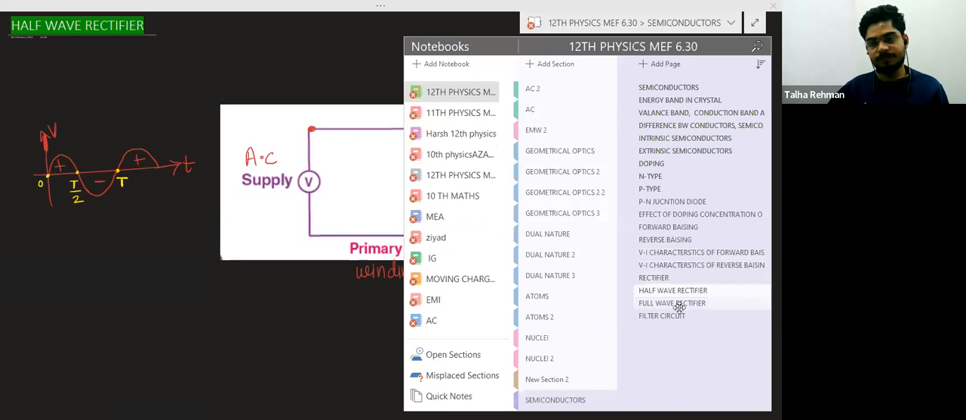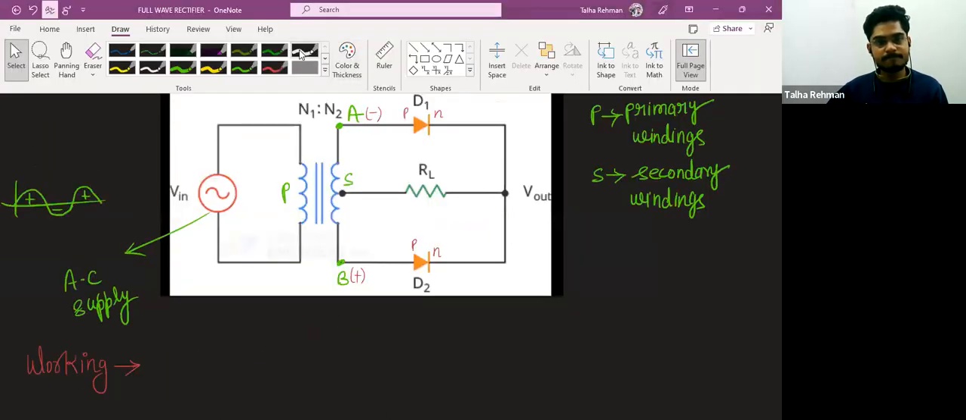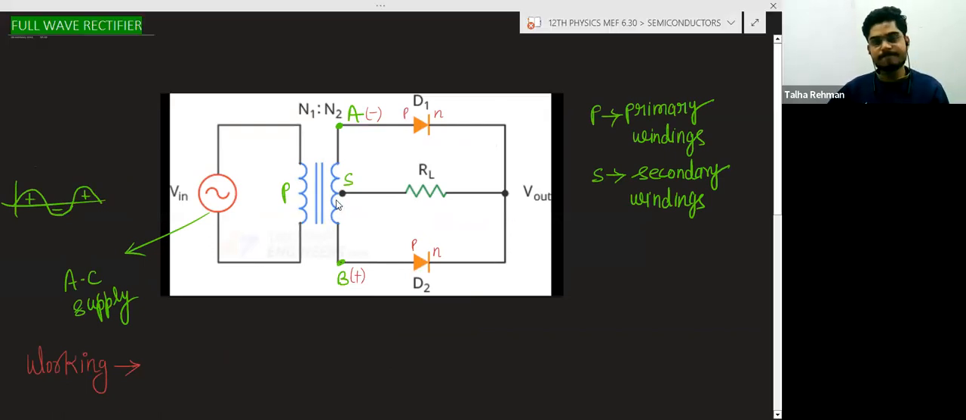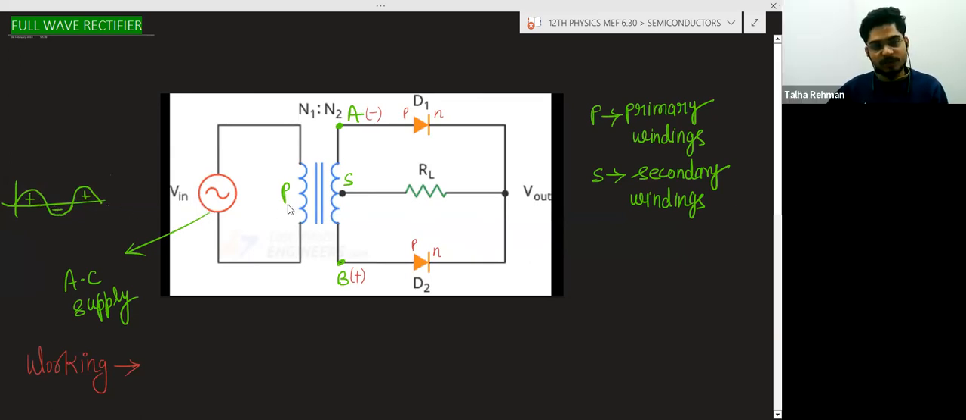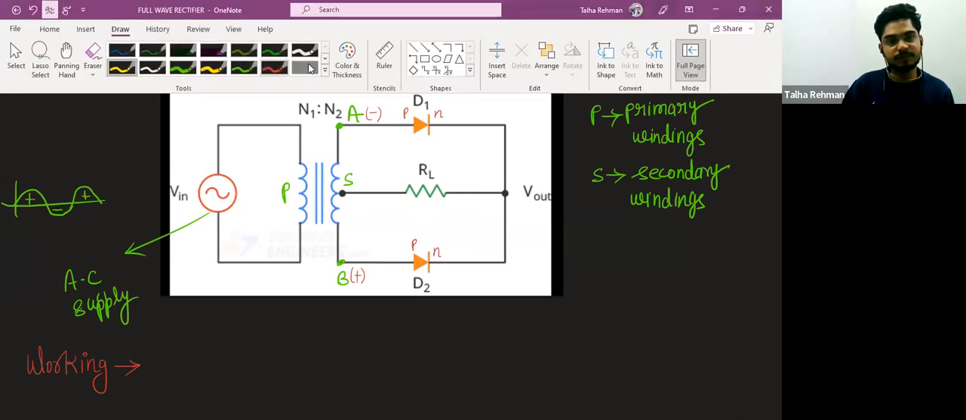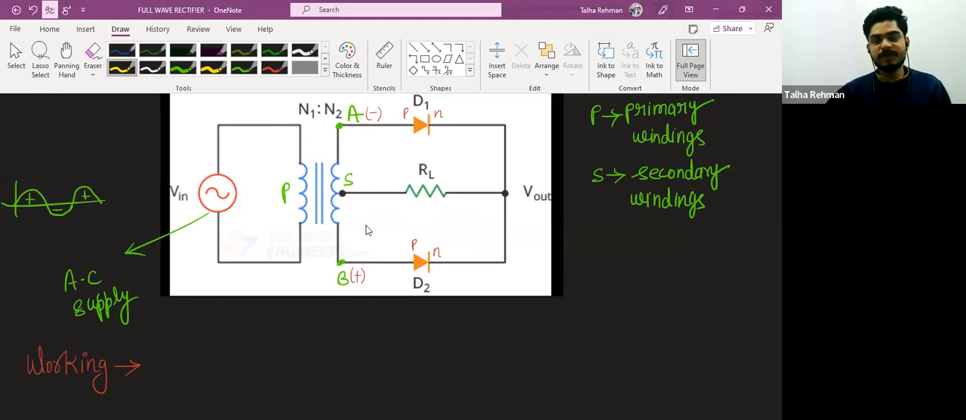So this is the full wave rectifier. Again here, primary winding is there, secondary winding is there. This is the transformer. Primary winding is again connected to the AC input, AC supply. This type of input you are giving, positive half cycle, negative half cycle. N1 and N2 here are representing the number of turns in the winding.